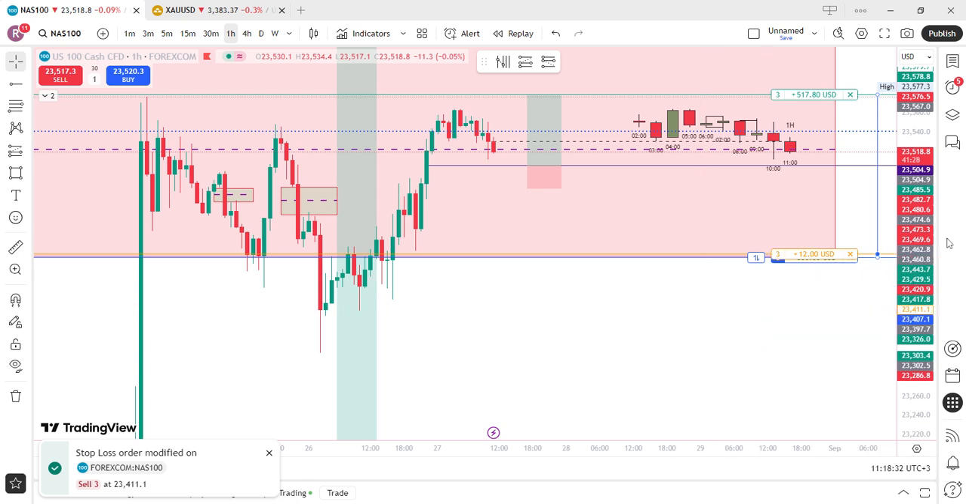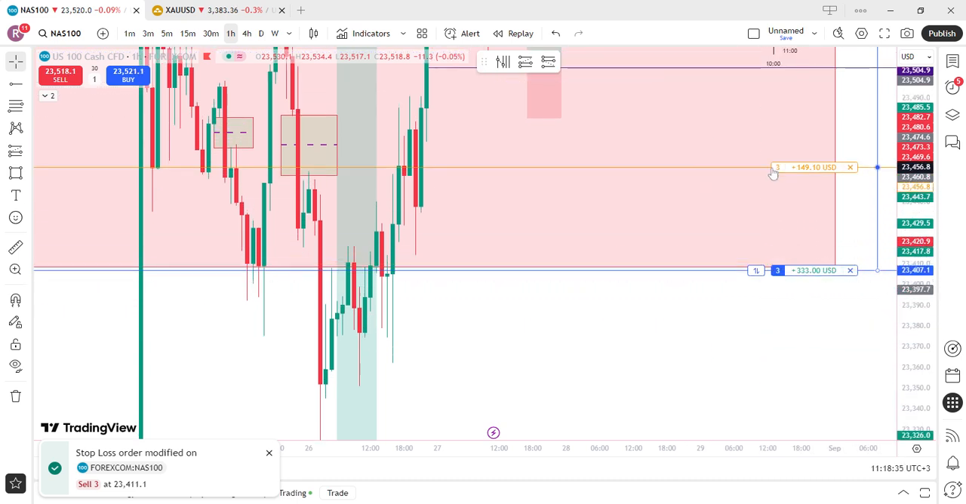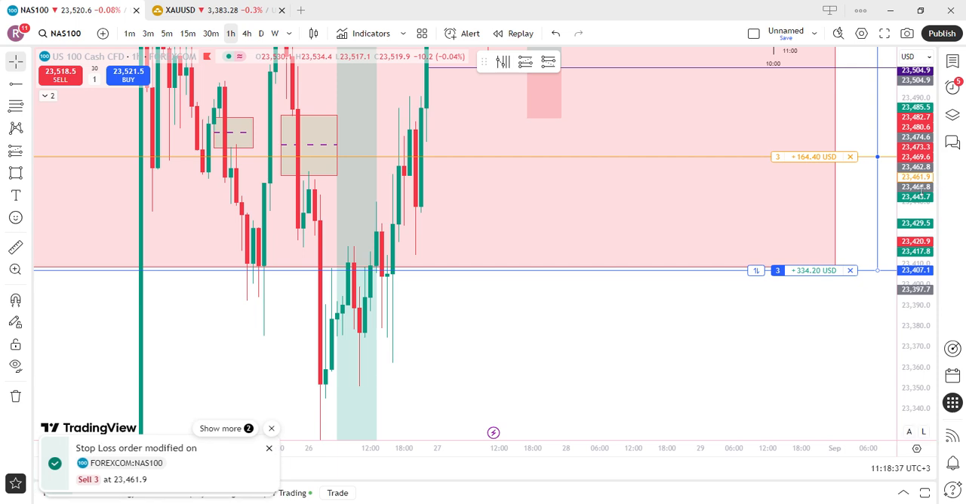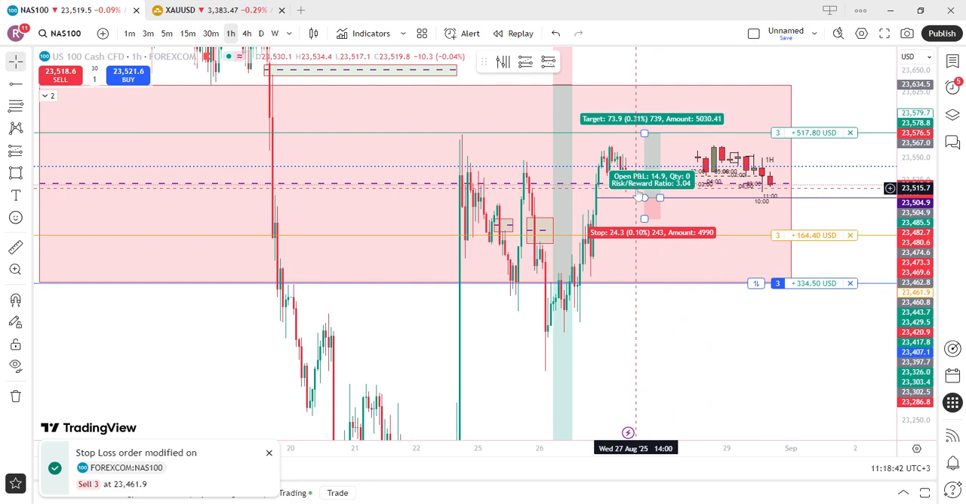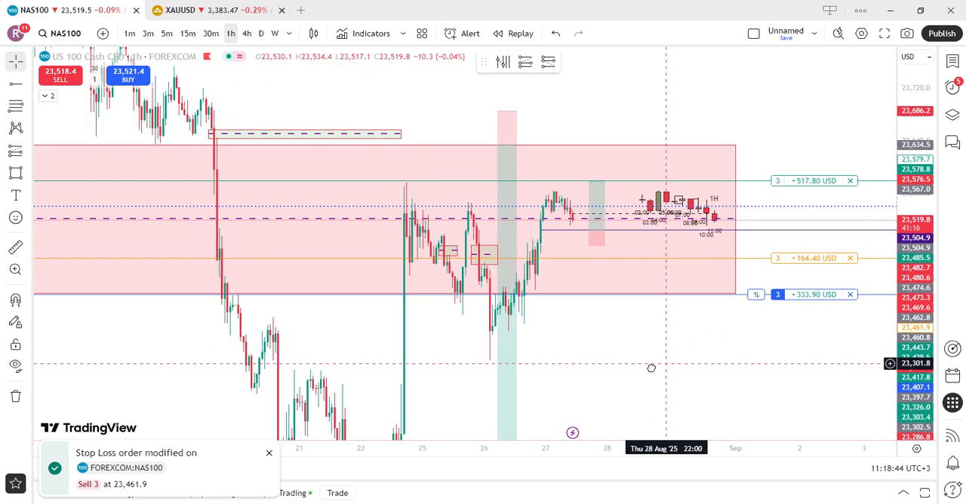Yeah, maybe actually it's not supposed to be coming below there. Yeah, something like that. But remember, this is paper trading, just to show you guys what's really happening. And my bias is still the same.